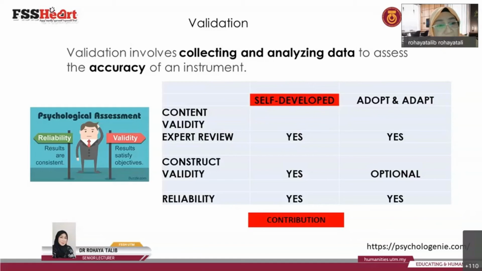So if you self-develop, then you can call this a practical contribution. Upon completing your study, you can straight away share with the people, and the people will cite your name because you are the developer of the instrument. Practical contribution from your research, right?